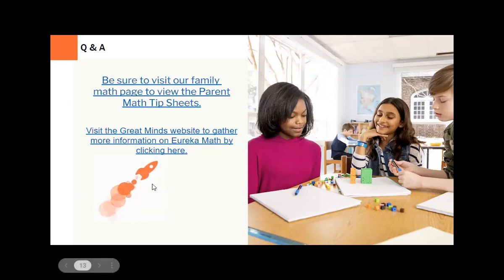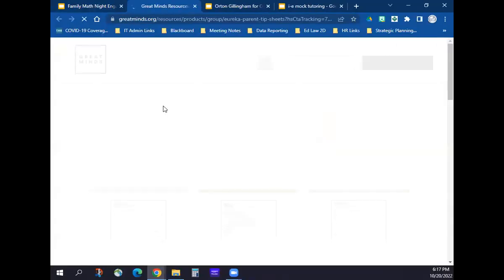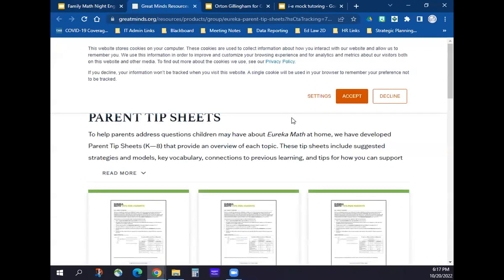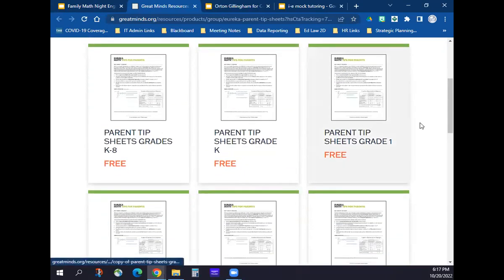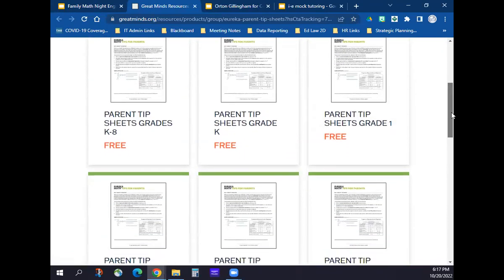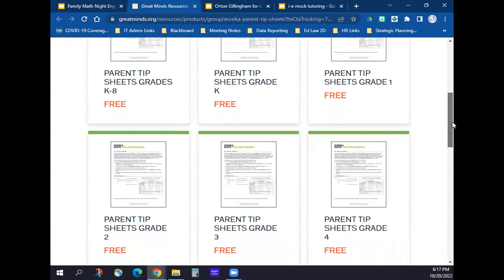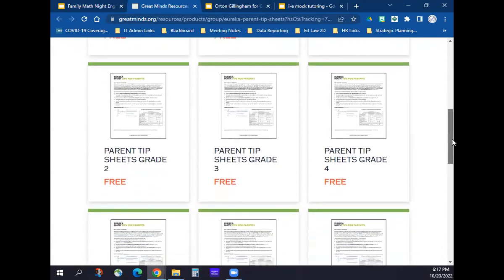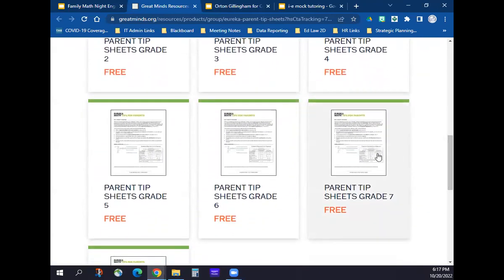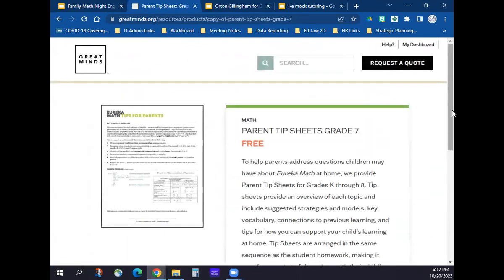The first one has some math tip sheets, so we can go ahead and click on that first one. And from here, it'll open up, and as we scroll down, it's by grade level. The first one has all of them. So if you have children in multiple grades and you were just interested in not having to skip around, we can open any one of them. It doesn't matter which one we click on.